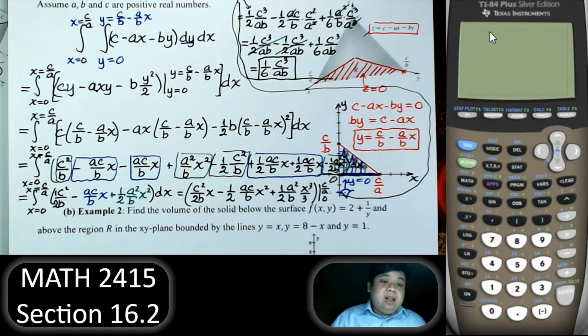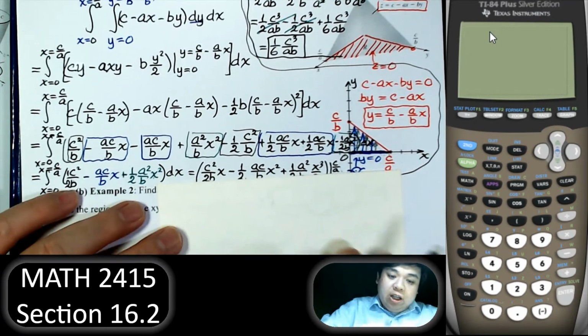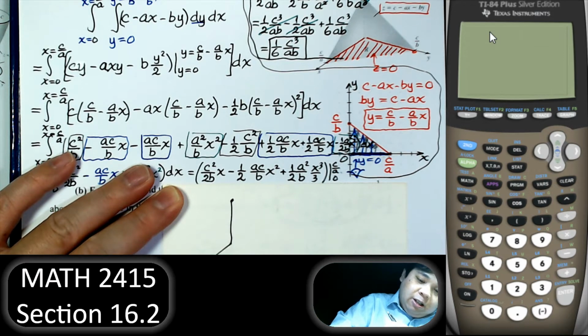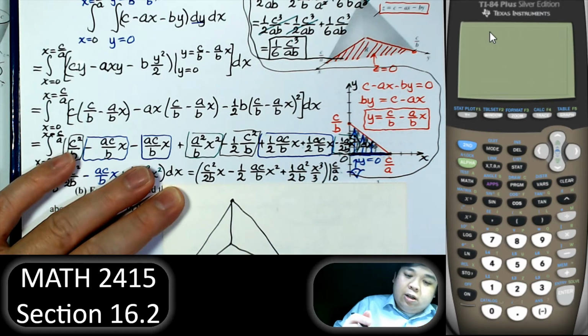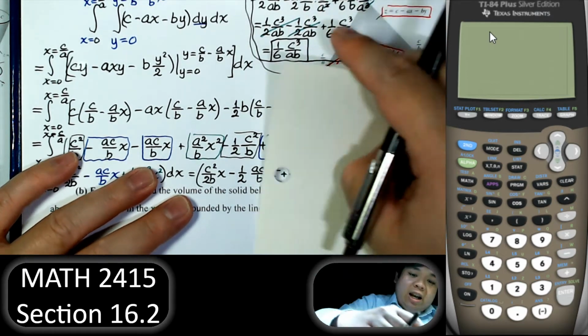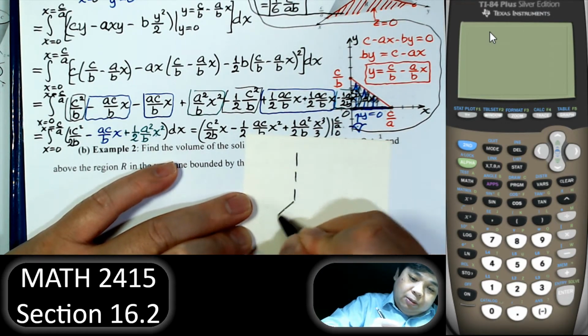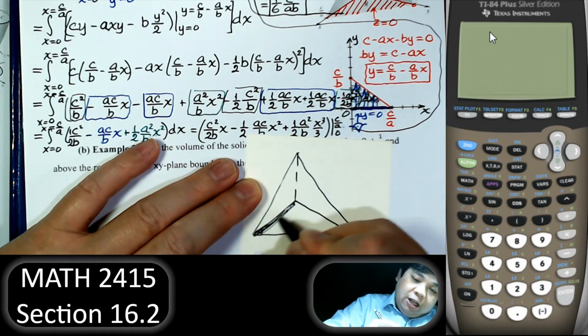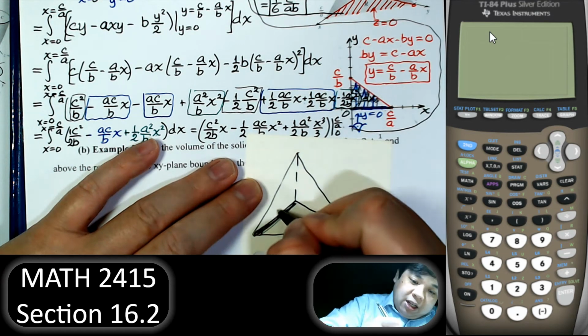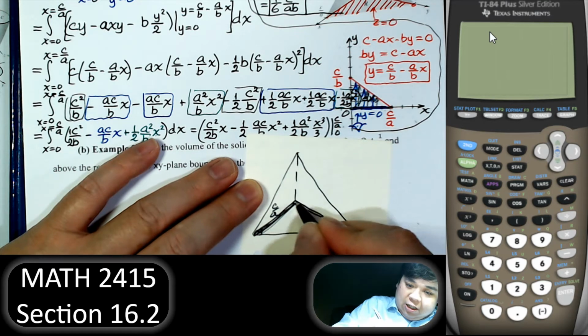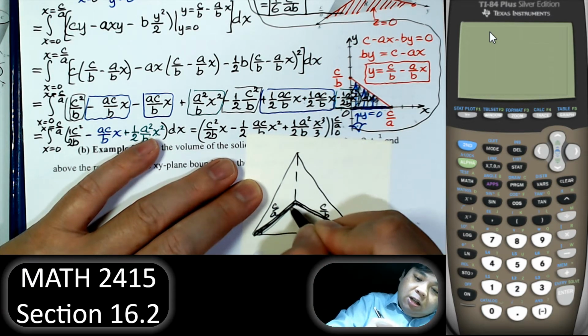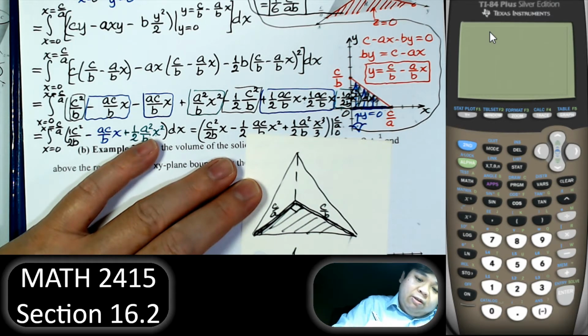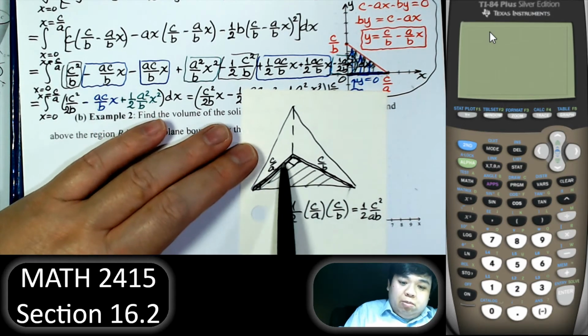Alright, sorry, kind of run out of space, but that's what we have, and the answer is correct. Let's just confirm that using geometry here. Sorry, the perspective is bad. Let's look at this again. We have one side here. The length is 0 to c over a, so this length is c over a. And the length here is c over b. This is a right triangle, so the area of this triangle is 1/2 base times height. So this is 1/2 c squared over ab. So that is the area of the base triangle.